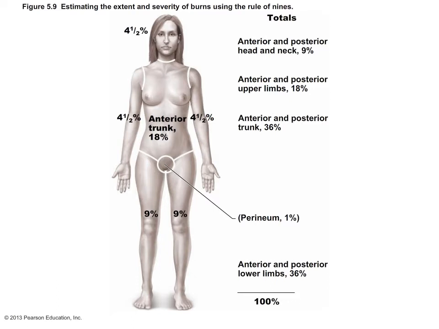Now let's look at the legs. Legs are much larger than arms, so both the anterior and posterior surfaces of the legs are worth 9%. That is, the anterior left leg is 9%, and the anterior right leg is 9%. The posterior left leg is 9%, and the posterior right leg is 9%. So altogether, the legs are about 36% of the skin area on the body. If you add all these percentages up, you see they equal 100%.